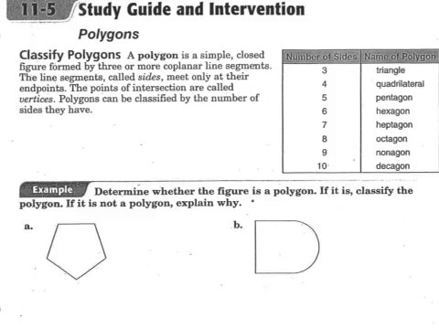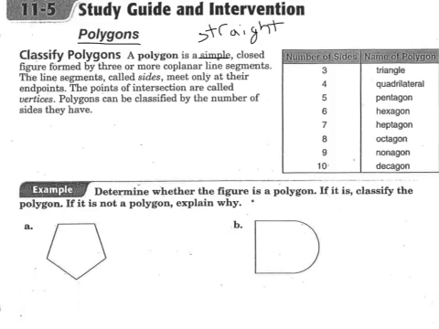Last class we talked about quadrilaterals and the different types of quadrilaterals we have. A quadrilateral is just one kind of polygon. A polygon is a simple closed figure formed by three or more coplanar line segments. The word simple is just telling us that it's composed of straight lines. So if we ever see a shape with a curved figure, then it's not going to be a polygon.